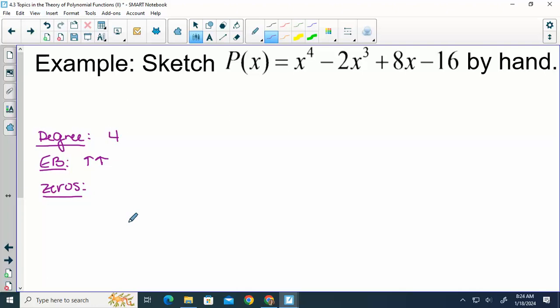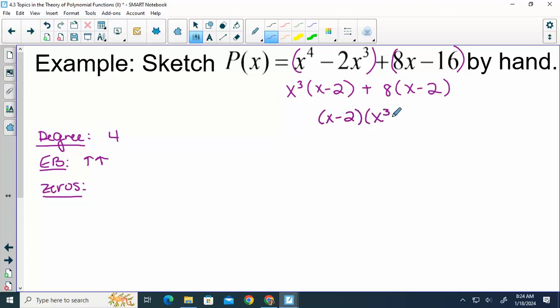Yeah. Remember grouping? Some of our old factoring techniques? So grouping says you put the first 2 together and the second 2 together. What could we take out of the first one? Leaves us with x minus 2. Second one we can take out 8, and that leaves us with x minus 2. So then you take out the x minus 2. We have x cubed plus 8.